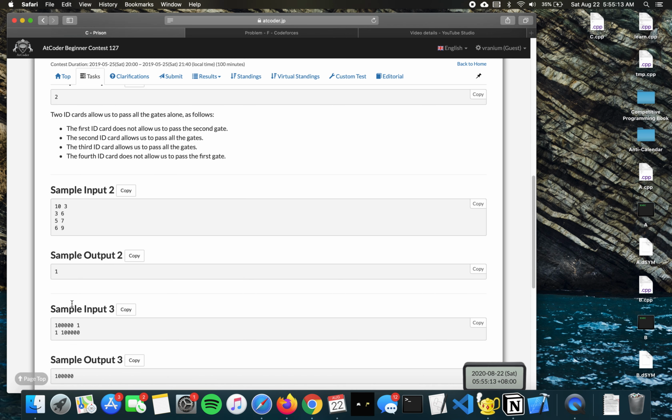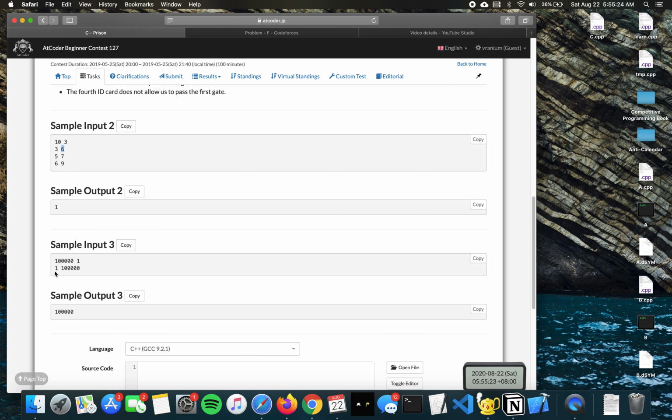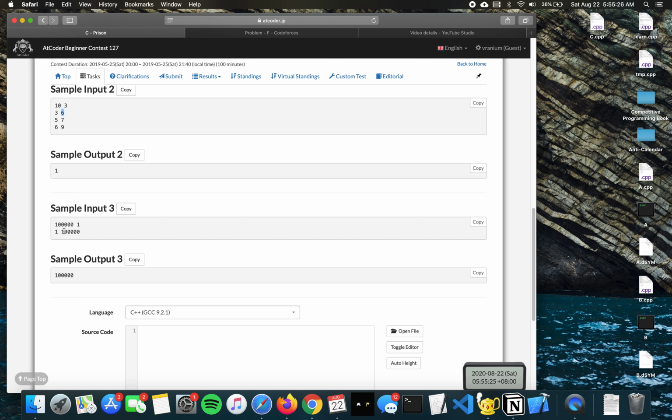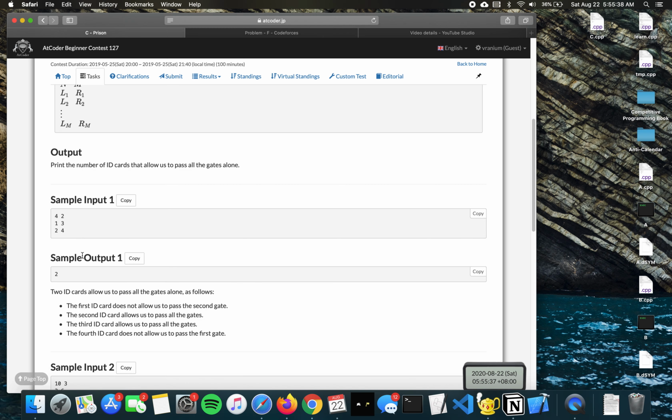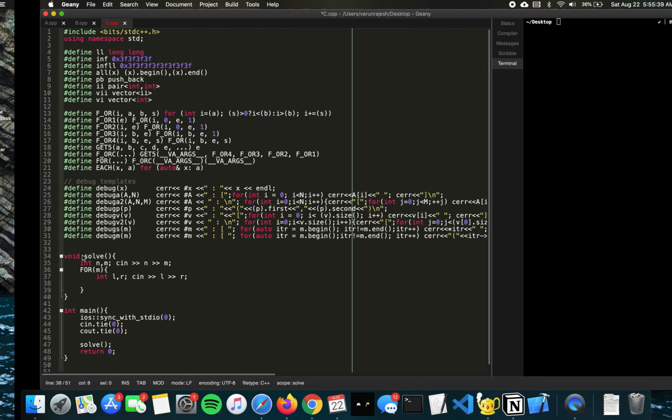Using that same logic, let's look here, right? Biggest value is 6, smallest value is 6, so only the card 6 can go through all the gates, which is true, so the answer is 1. Over here, since there's only one gate, any of the IDs that are in this range will work, so therefore there'll be 100,000. Yeah, so that's all we have to do.